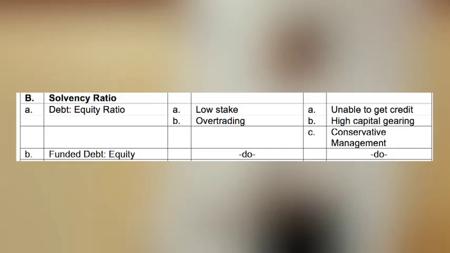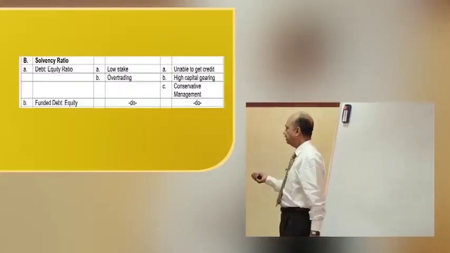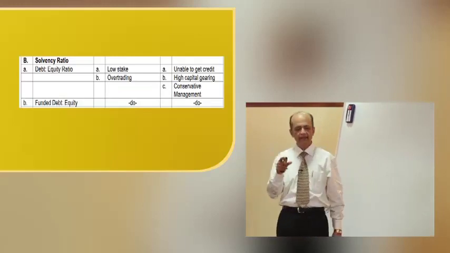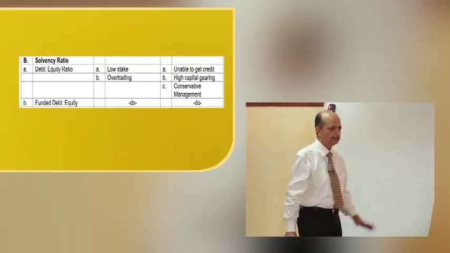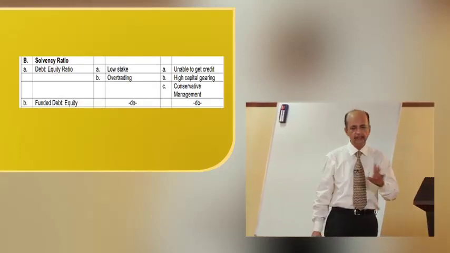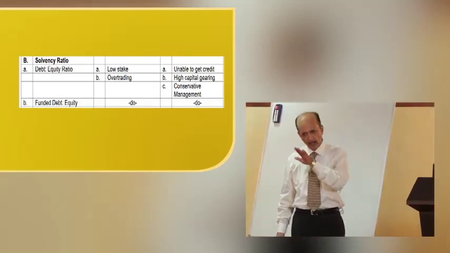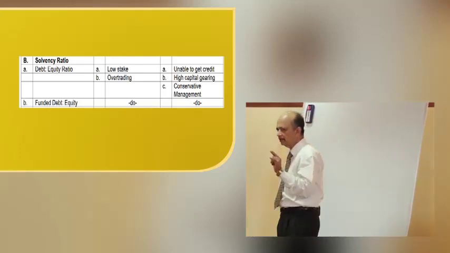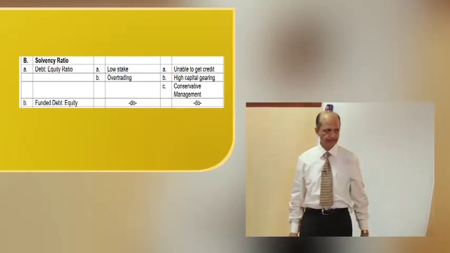If it is high, the same applies: a low stake, and it can also indicate over trading. And here also, if it is low, it is good, with the interpretations being unable to get credit, high capital gearing, or conservative management. The same interpretation can be drawn whether the funded debt equity or the debt equity is high or low, because this is mainly used when term loans are involved.